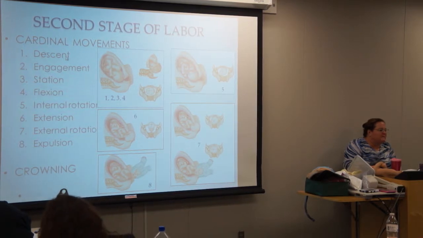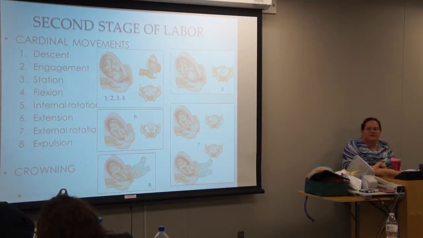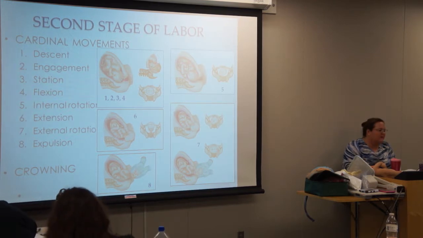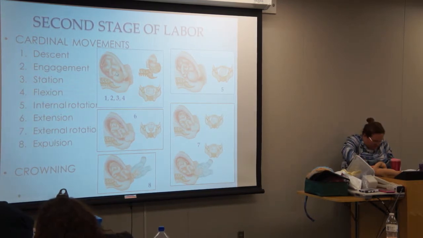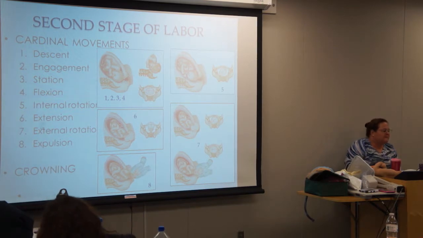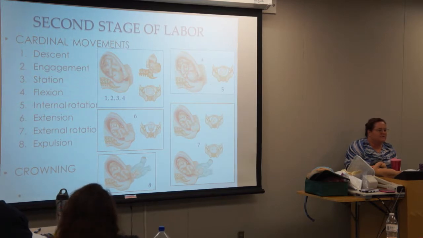The fetus will descend, engage, move down in station, and will flex. Flex what? Everything, but most importantly, the neck. Okay? 5 now, because those things all kind of happen at once. Descending, engaging, and flexing. They're all kind of all at one time. Because it says there are 8 things here, but I really think you can condense it more. And number 5 is internal rotation.